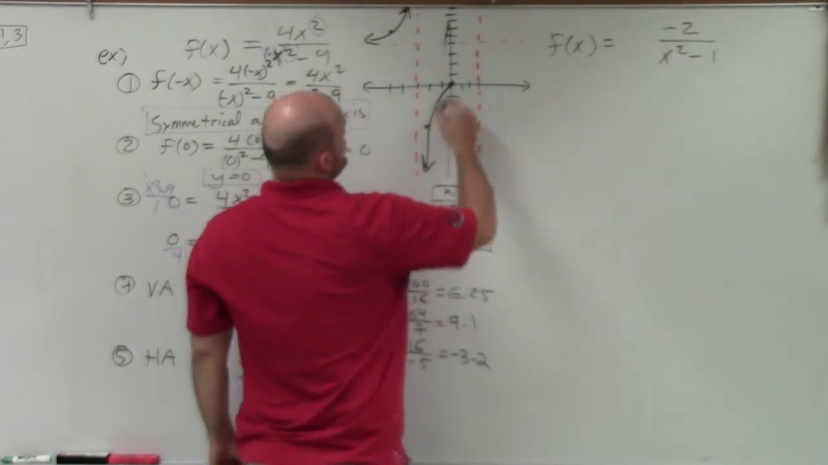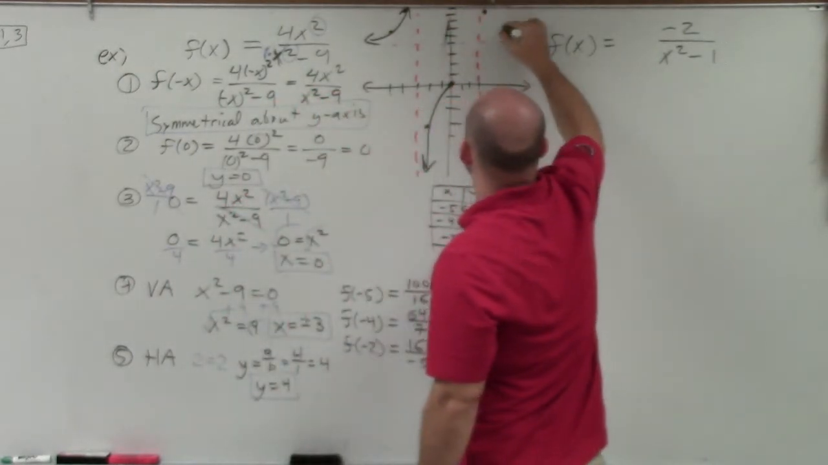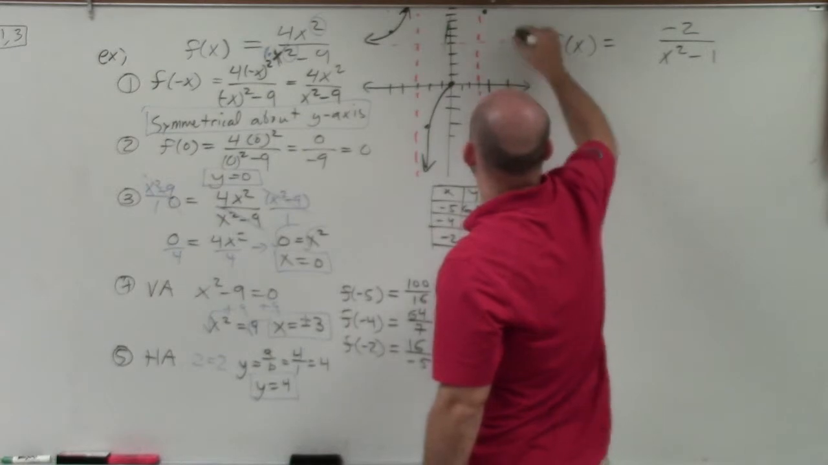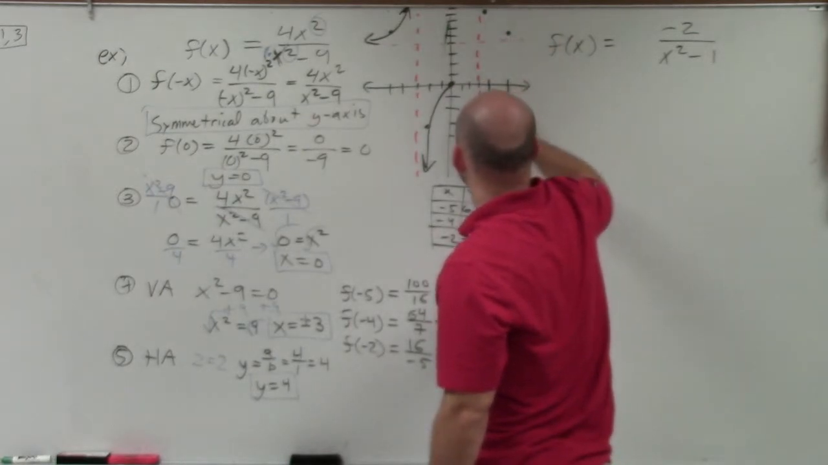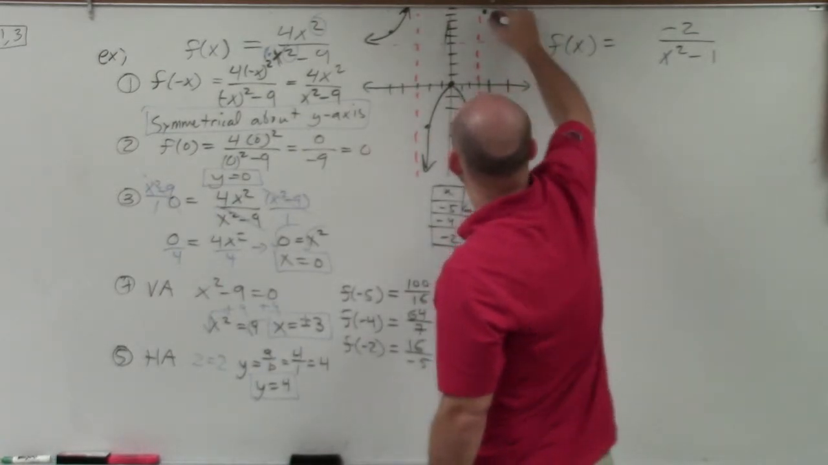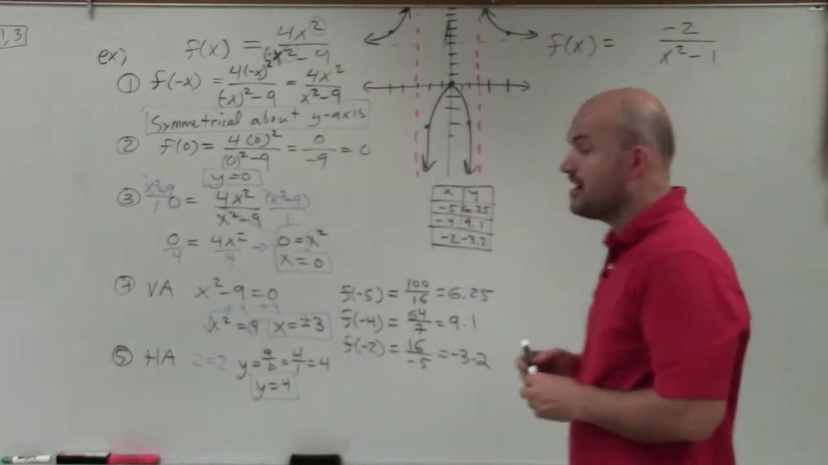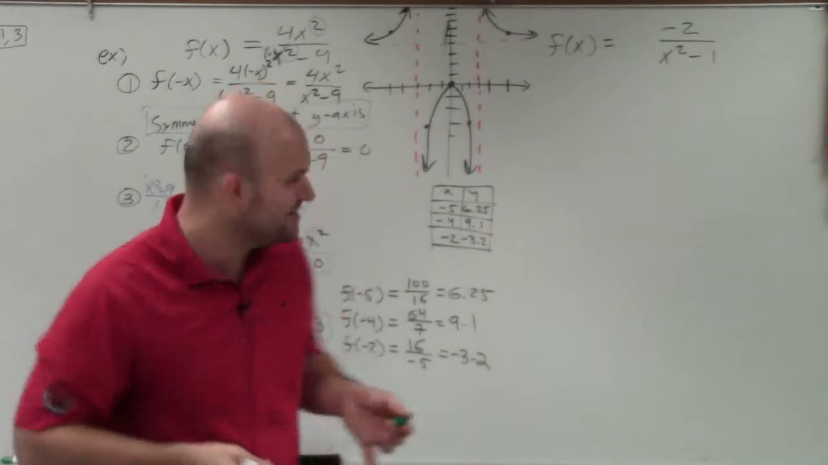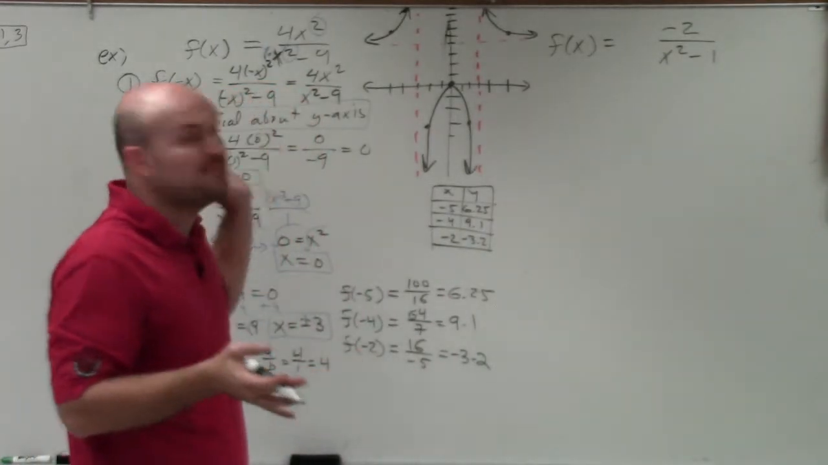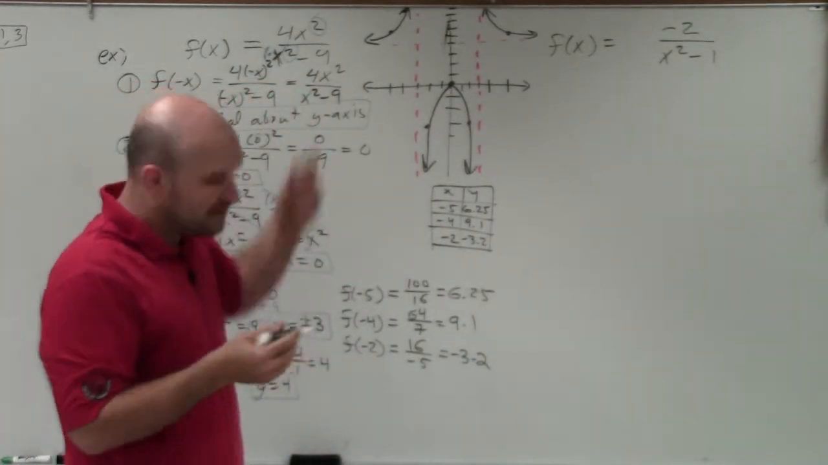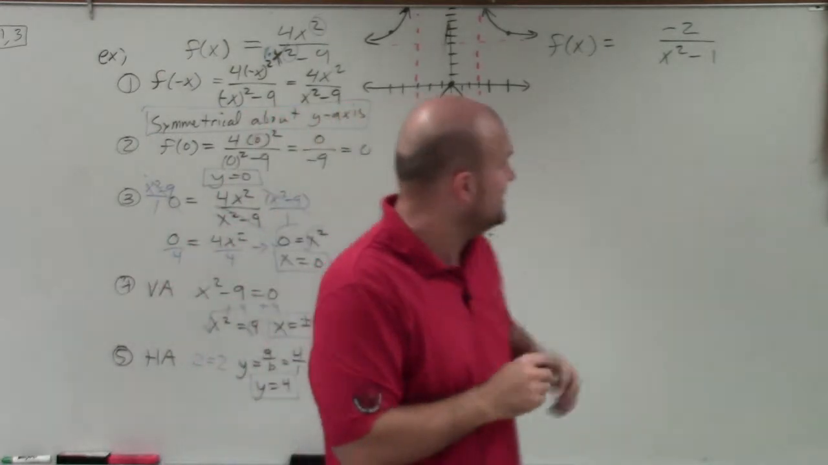So now, if I just reflect these points, then I can just use symmetry now to make my graph. Is that nice? Isn't symmetry nice? So I only had to use 1, 2, 3 points instead of finding 6 points. OK, so now let's go into the next example here.